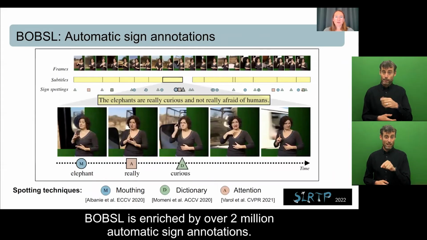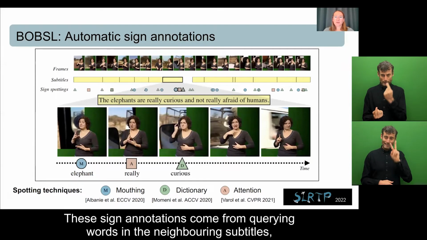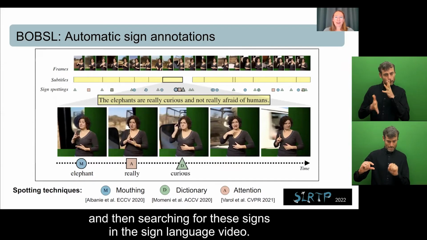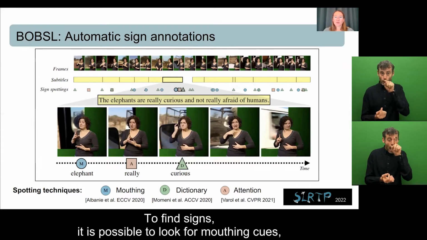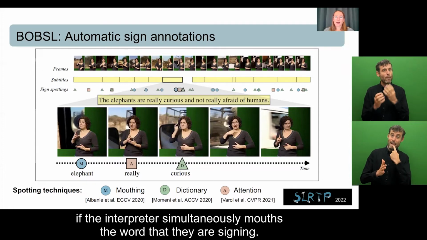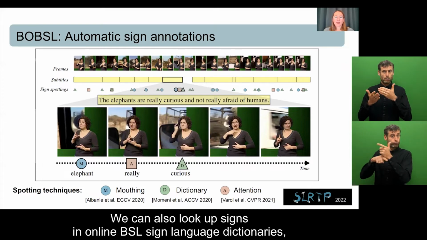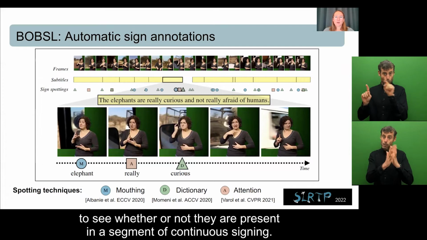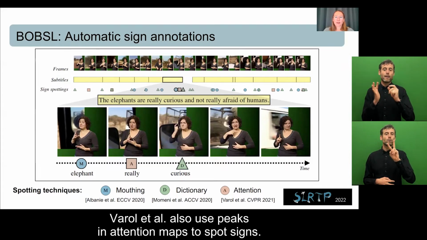BobSL is enriched by over 2 million automatic sign annotations. These sign annotations come from querying words in the neighboring subtitles and then searching for these signs in the sign language video. To find signs, it is possible to look for mouthing cues if the interpreter simultaneously mouths the word that they are signing. We can also look up signs in online BSL sign language dictionaries to see whether or not they are present in a segment of continuous signing. In a CVPR 2021 paper, Varol et al. also used peaks in attention maps to spot signs.